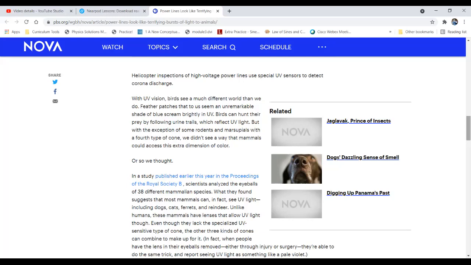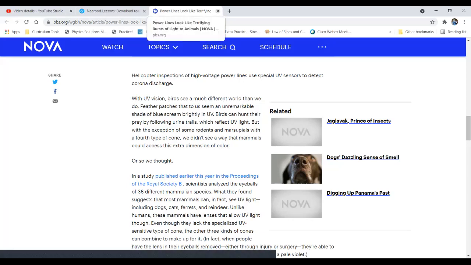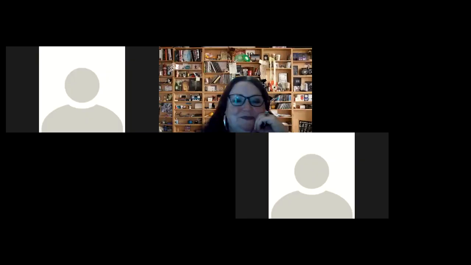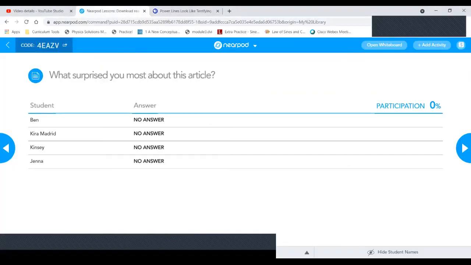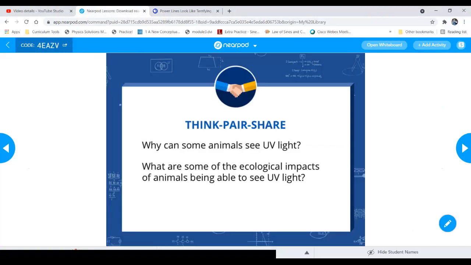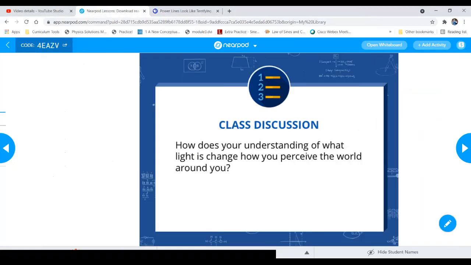And so a lot of these animals have a fourth type of cone that is associated with another dimension of color. And so I just thought that was a really interesting thing that I really wanted to share with you guys, because we don't always see the world the same way as our animal counterparts. All right. And so why can some animals see UV lights? They've got a fourth type of cone in their eyes. All right.